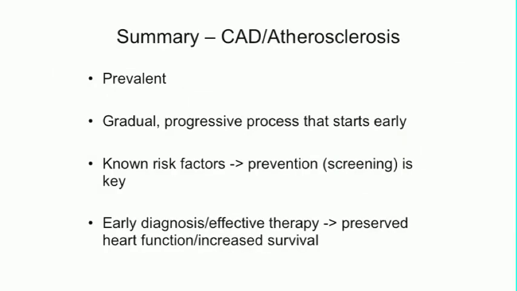So, summary slide here. Coronary disease or atherosclerosis is very prevalent. Okay, it's the leading cause of death in the United States and worldwide, much higher than any other causes, including cancer. So it's very prevalent. It's a gradual, progressive process that starts very early, okay, as early as teenage years. So I think we have to appreciate that and act accordingly.